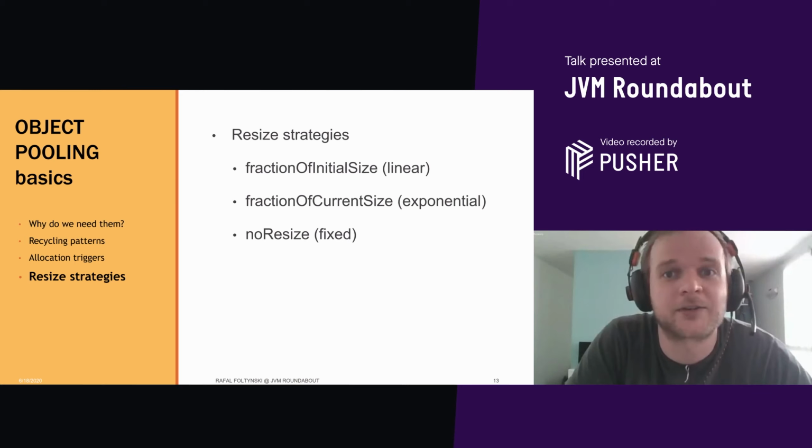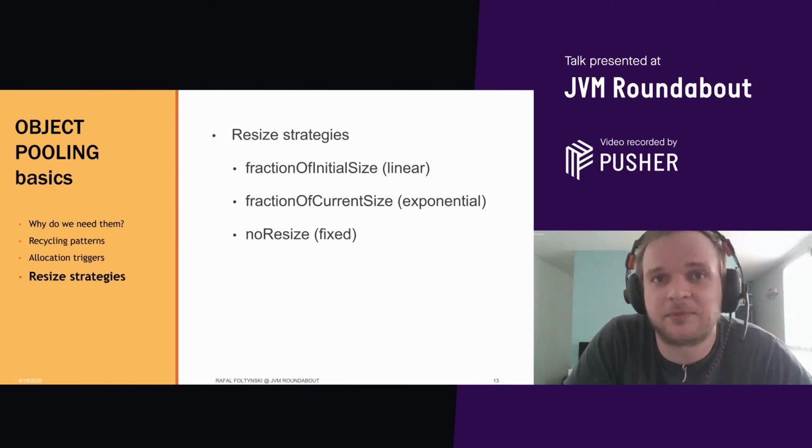It can be a fraction of the current size, which is dangerous because at some point your heap can explode. Having 100 objects in a pool, resizing by 50% would lead to 150, 225, and more objects exponentially.